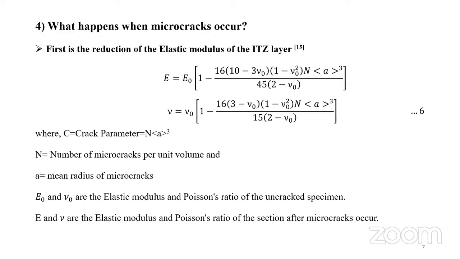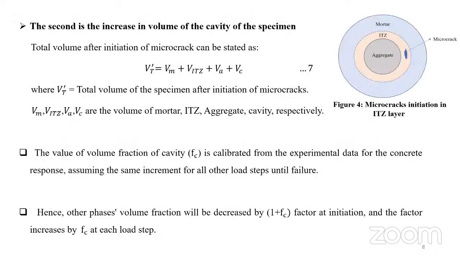So the next thing to discuss is what happens when micro cracks are initiated. First thing is the introduction of elastic modulus and Poisson's ratio, which is given by the formula as shown. Here the crack parameter is defined as the product of the number of cracks per unit volume and the cube of the mean crack radius, which is generated when the cracks are initiating. The second is the introduction of volume of cavity, which is initially assumed as 0. Due to the micro cracks, an extra term is introduced in the form of a volume of cavity. The value of the volume fraction of cavity is calibrated with the experimental data, and it is assumed that the same increment will be observed for all load steps.